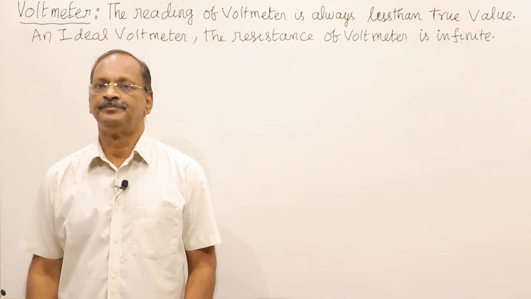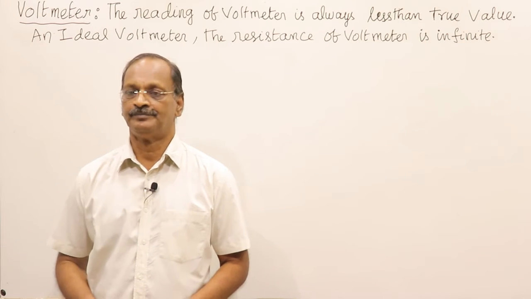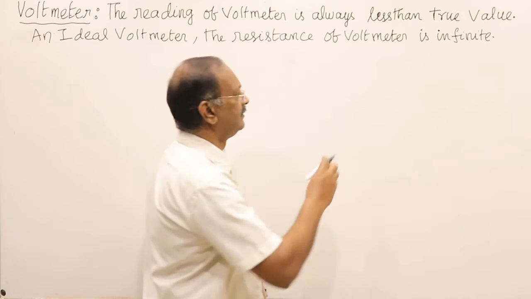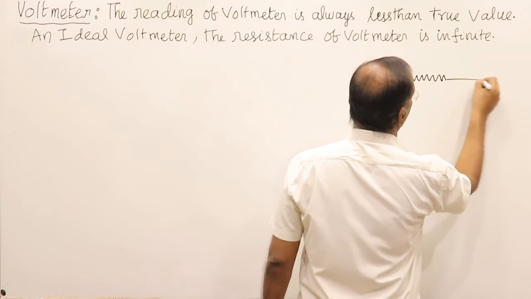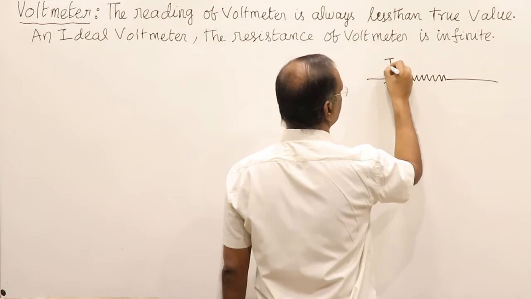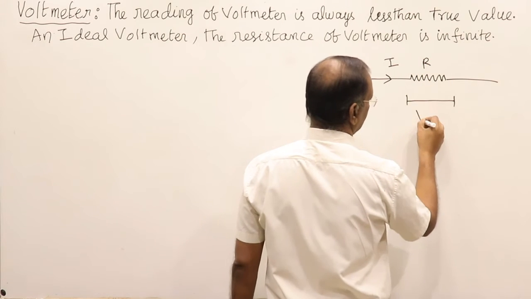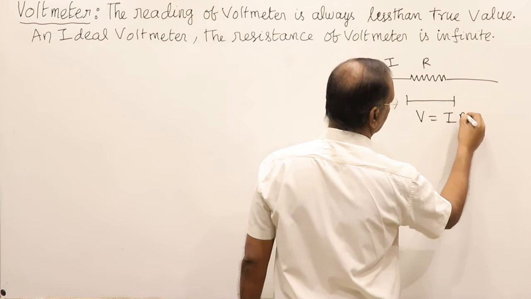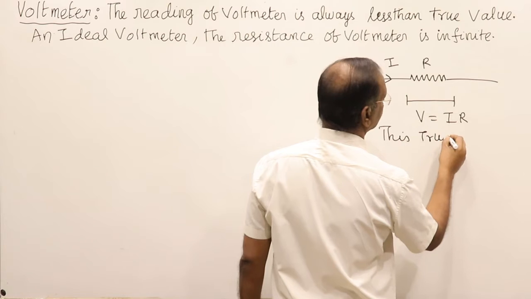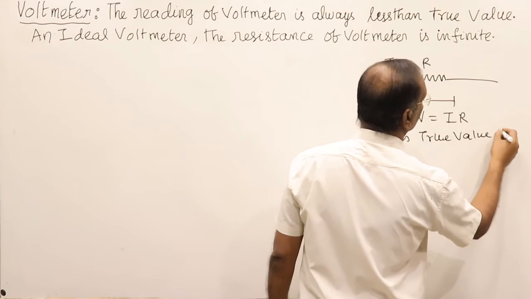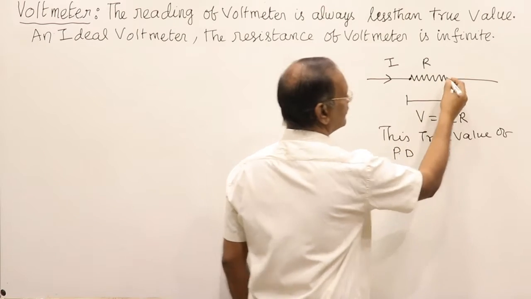Regarding the voltmeter, the reading of a voltmeter is always less than the true value. Why? See, now this is the resistance, I is the current flowing, and the potential difference across the resistance is equal to I into R. This is the true value of the potential difference between this point and this point.